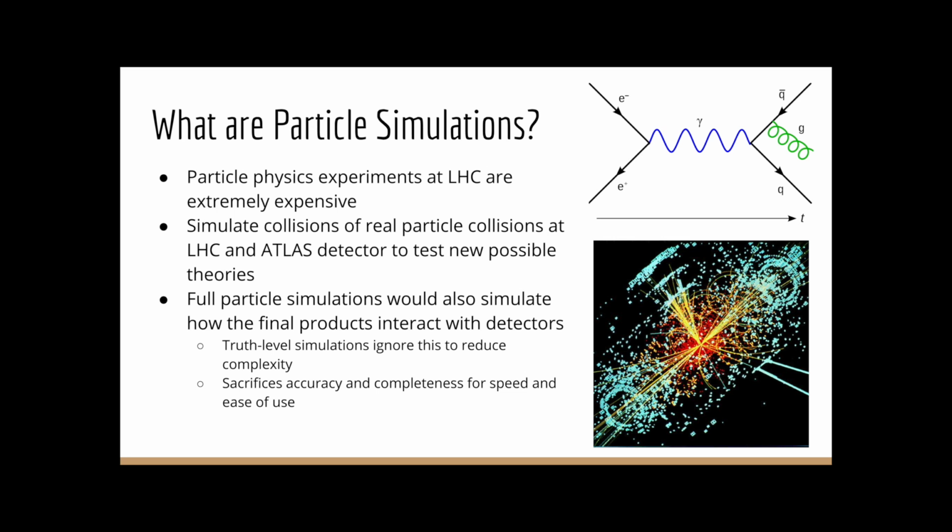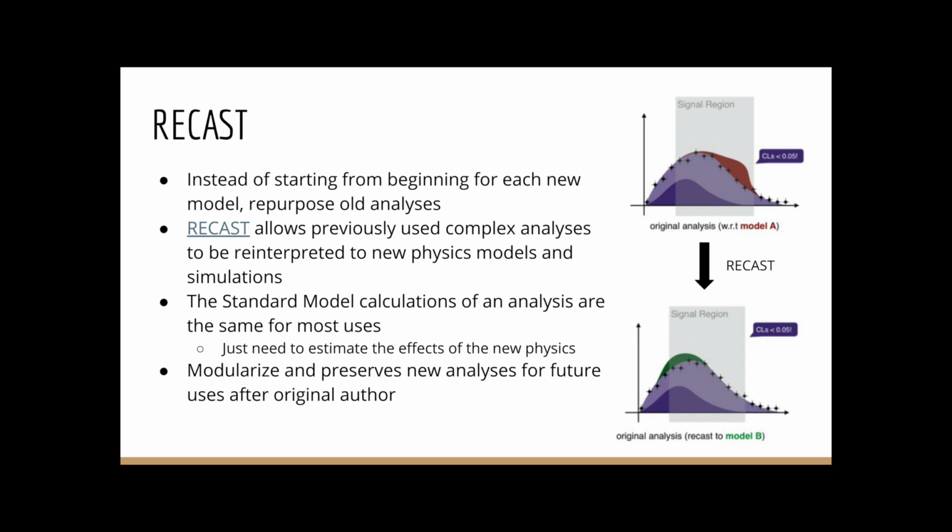So another method for increasing this is by using something called RECAST. Basically, with RECAST, instead of starting each model from scratch, you can repurpose old analyses. For example, here on the right, you have some model A that you're looking at, and you can recast it and look at model B instead. The underlying standard model that model A is applied on top of stays the same for both models. And so you can just recast this model A into a slightly different model B and look at the output. You only need to estimate the effects of the new physics because the standard model calculations are all going to be very similar. RECAST allows you to modularize and preserve these new analyses for future work, even after the author is gone.